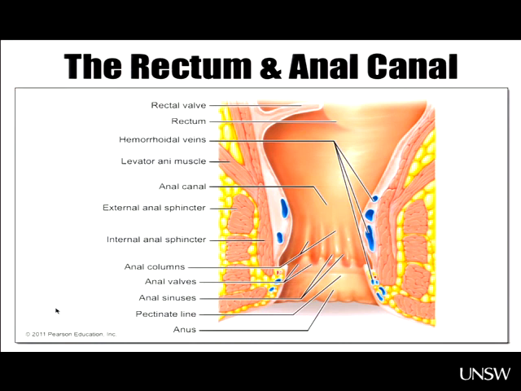What it does is, I'm not sure what the significance of this is, but when you pass a motion and the little stools get separated off, you get these little stools forming. That's essentially the function of the internal anal sphincter. It separates the stools off into the component bits that go into the toilet. Okay, so that's the internal anal sphincter.